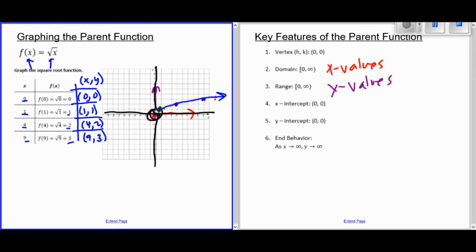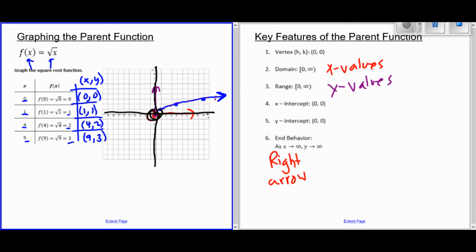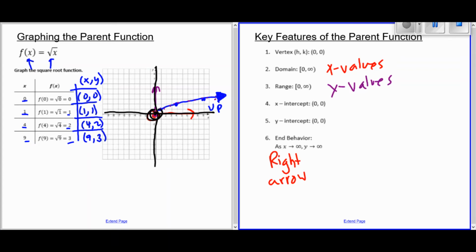As x approaches infinity, what happens to y? Remember, this is just saying, look at the right arrow. If your right arrow is going up, it means your y values are increasing. And this arrow, while it's a little hard to tell because it doesn't go up very fast, is going up. So we would say as x approaches infinity, y approaches infinity. Again, it's not going up very fast, but it is going up. So the y values are increasing as x gets larger. So these are the key features of the square root parent function.